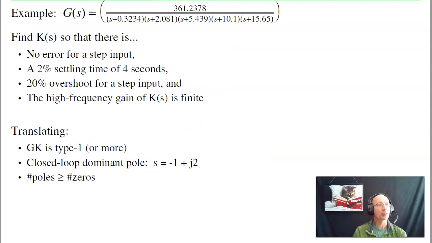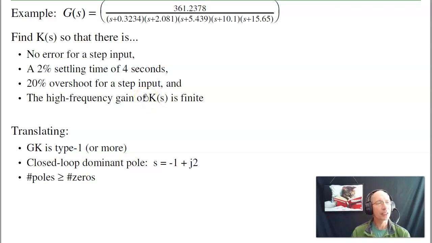the number of zeros. So for example, let's take the following fifth order system. The one we've been beating to death for quite a while. Suppose my requirements are, I want to come up with a compensator so there's no error per step input, 2% settling time of 4 seconds, 20% overshoot for the step input, and have a finite high-frequency gain for the compensator.